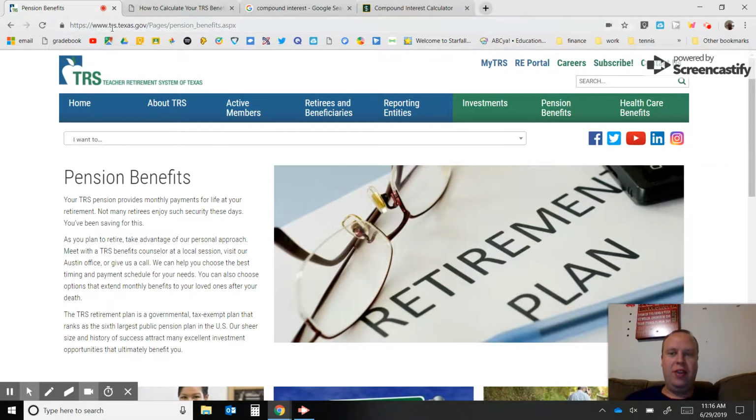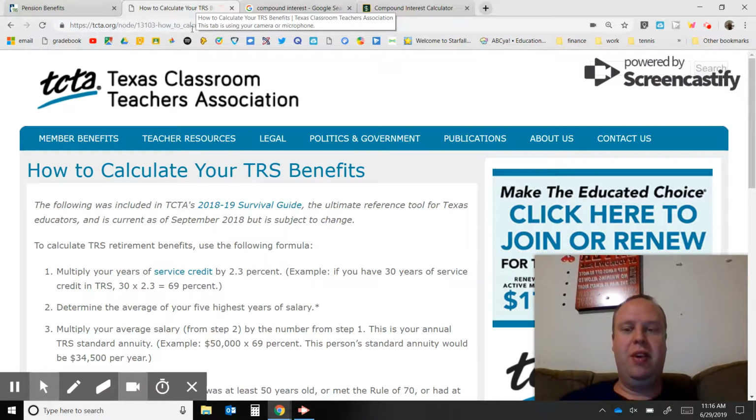If you go to trs.texas.gov, you'll see a bunch of Texas pension benefits. You could type in teacher benefits, whatever state you're in, in Google, and you should be able to find that as well. If you want me to go over your benefits for a particular state besides Texas, let me know, and I'll give you some recommendations. How to calculate Texas retirement benefits.